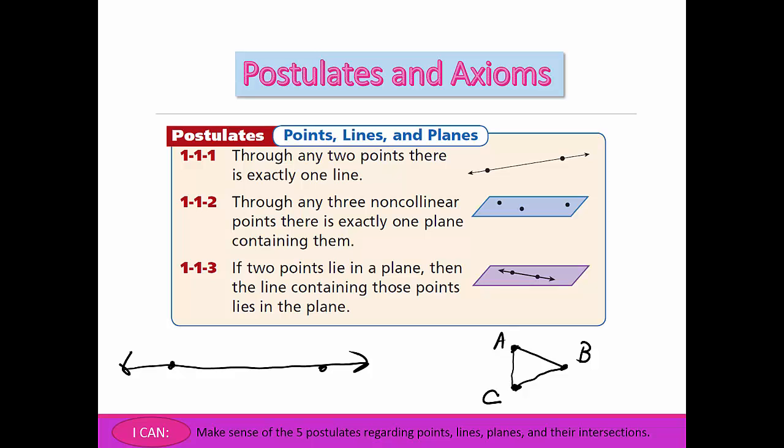And then lastly, if 2 points lie in a plane, then the line containing those points also lies in a plane. So if you had 2 points here, C and D, that lie in a plane, then the line containing C and D also lie in that same plane. Again, 3 statements that we just accept as true without proof.